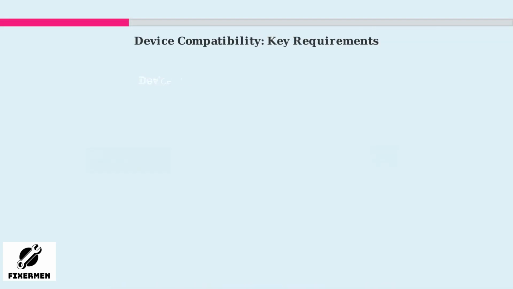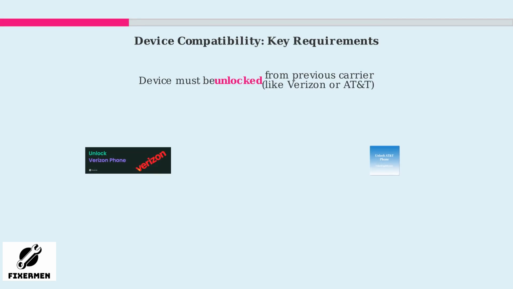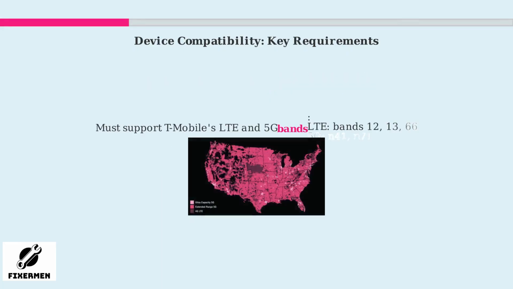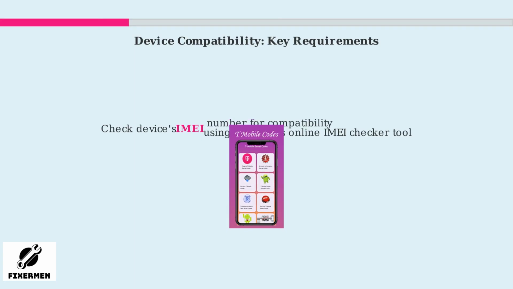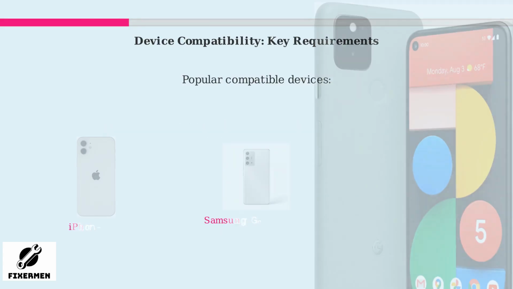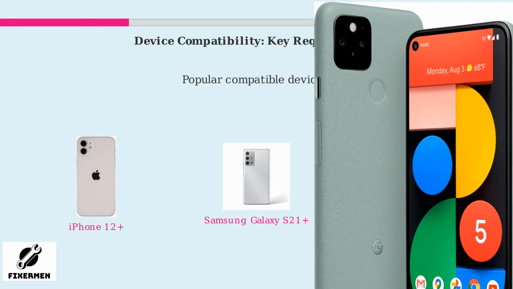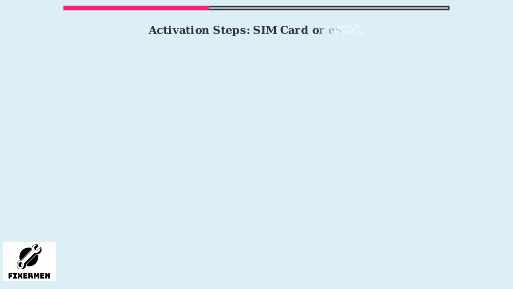To use your device on T-Mobile's network, it must be unlocked from your previous carrier, like Verizon or AT&T. It also needs to support T-Mobile's LTE and 5G bands, that's bands 12, 13, and 66 for LTE, and N41 and N71 for 5G. Finally, you'll need the device's IMEI number, which you can check for compatibility using T-Mobile's online IMEI checker tool. Popular compatible devices include iPhone 12 and newer, Samsung Galaxy S21 and newer, and Google Pixel 5 and newer. The activation process primarily happens online or through the My T-Mobile app.